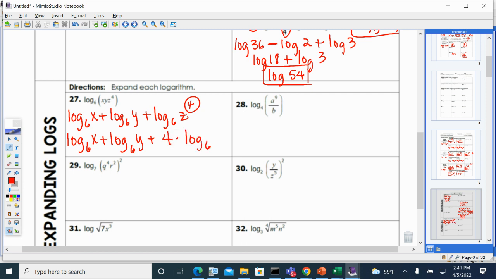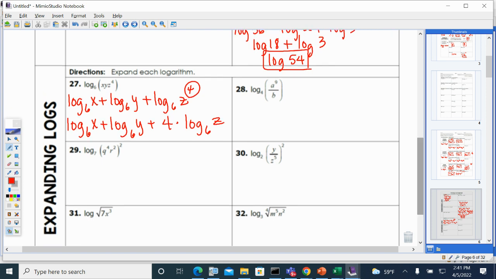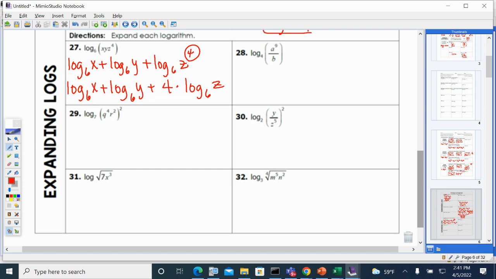Now, when you're expanding, it's all about knowing those rules inside and outside. Let's look at number 30, for example. I see division on number 30, which means I'm going to have subtraction. But I also have this exponent. I'm going to rewrite that, distributing the 2 inside that parentheses, would be y squared over z to the 10th. So that's going to allow me to expand this a little bit easier.